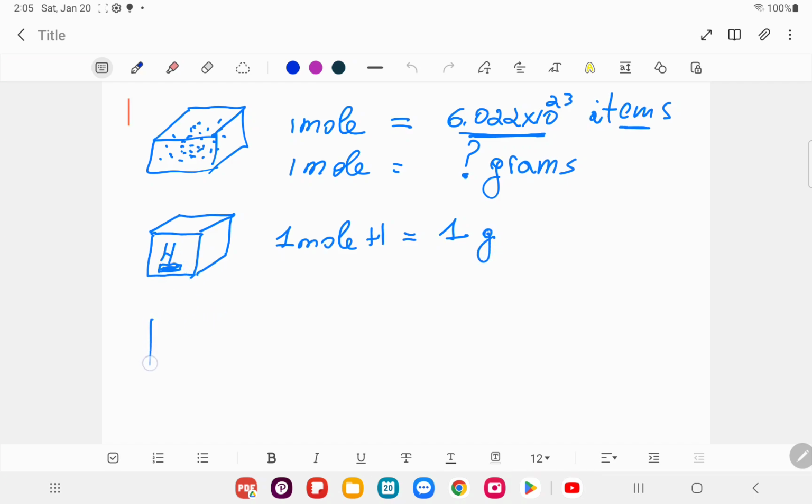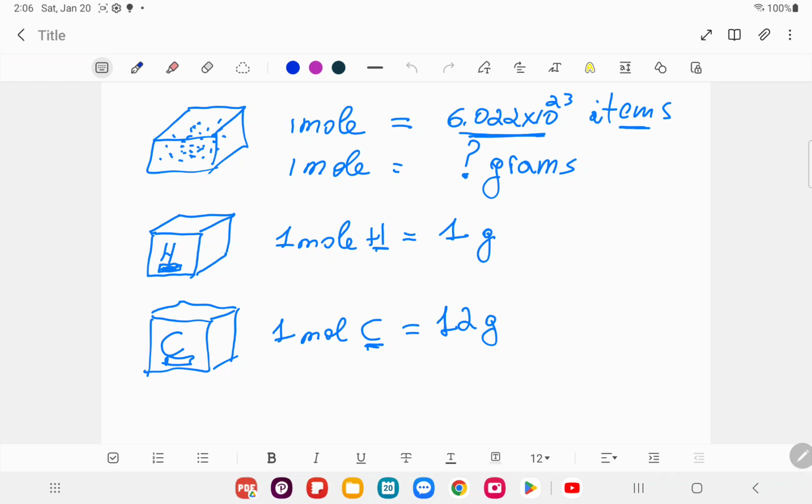Now, if I have instead the same box, labeled mole, and I have here instead carbon, I will see the 1 mole of carbon, when I read it, or I put it on the scale, I will read 12 grams. So according to what we are talking about, the number of grams are different.